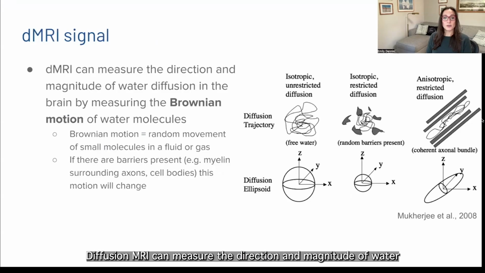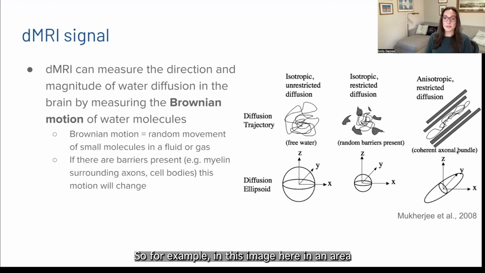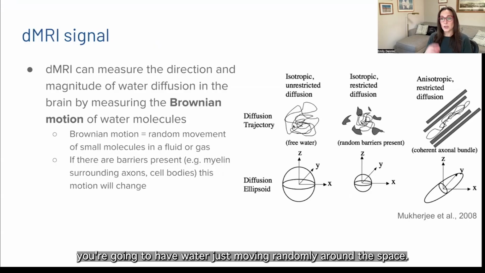Diffusion MRI can measure the direction and magnitude of water diffusion in the brain by measuring Brownian motion of water molecules. Brownian motion is just the random movement of small molecules in a fluid or a gas. So for example, in this image here, in an area where there are no boundaries, you're going to have water just moving randomly around the space. If there are barriers present, however, such as myelin surrounding the axons, or cell bodies or other barriers within the space, this will change the magnitude and or the direction of water diffusion.